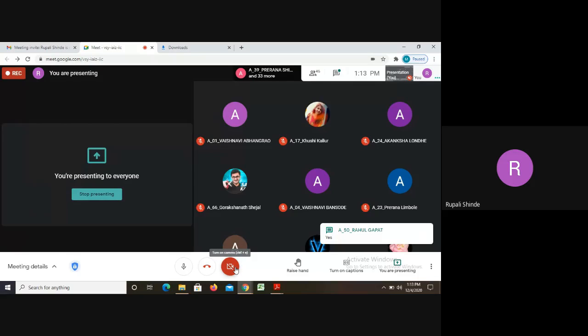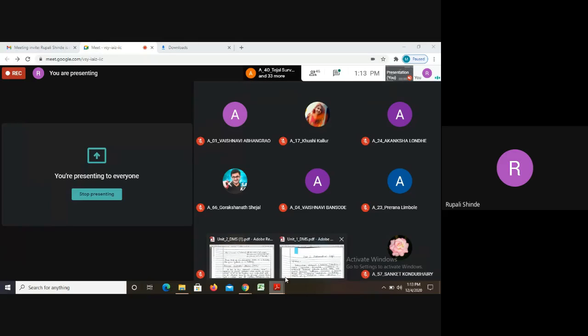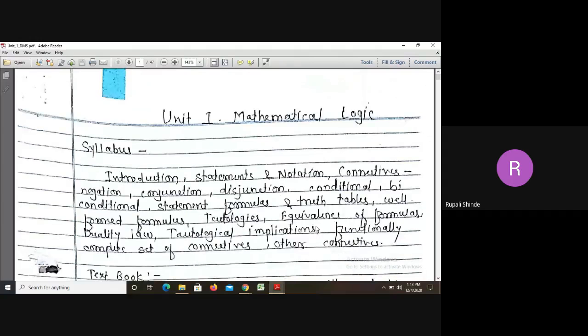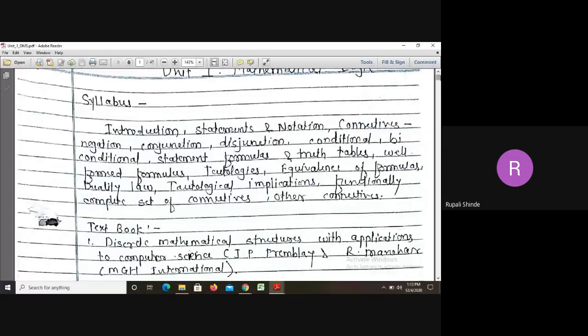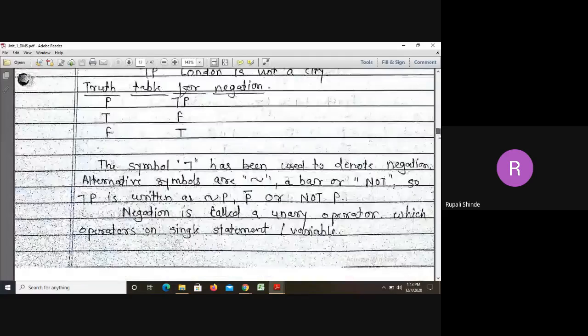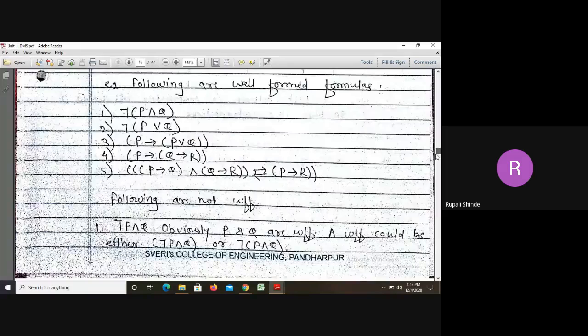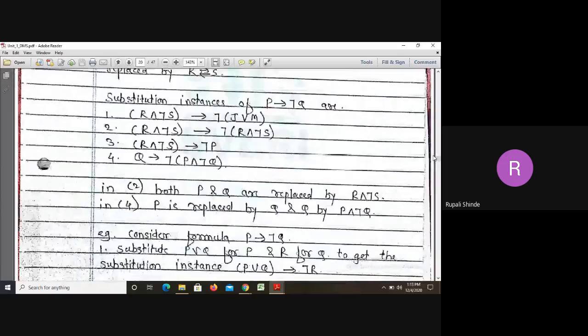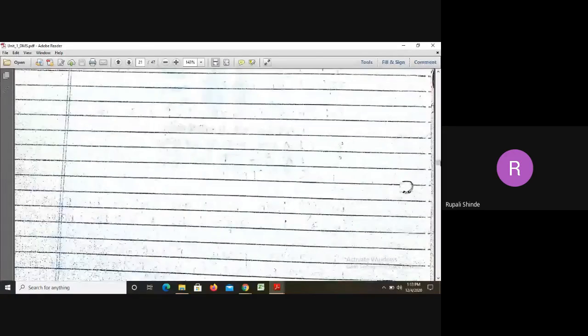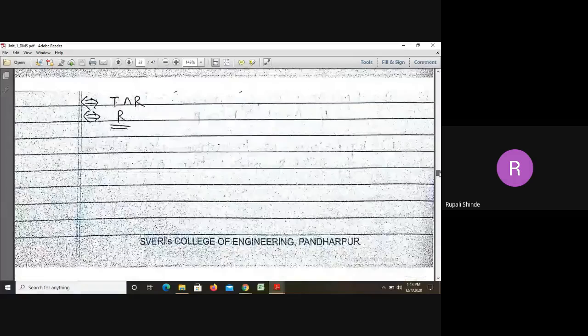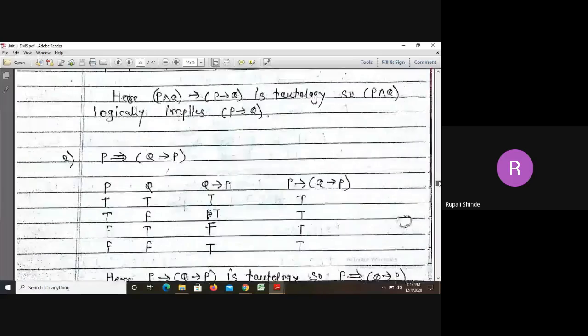Okay. So last lecture we started with the revision of unit number 1. Just two operations are remaining. Those operations we will see today, and then we will start with the unit number 2 revision. Last lecture we started with the other connectives.